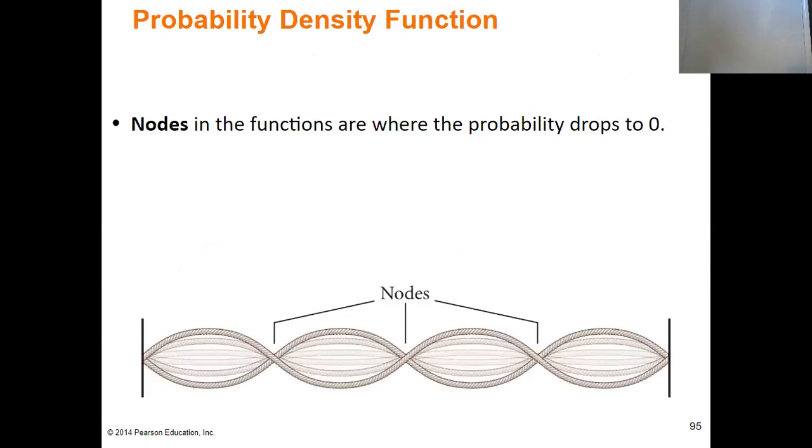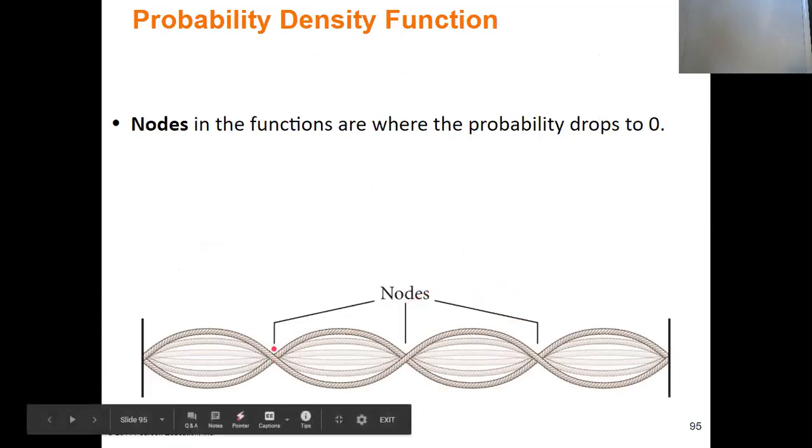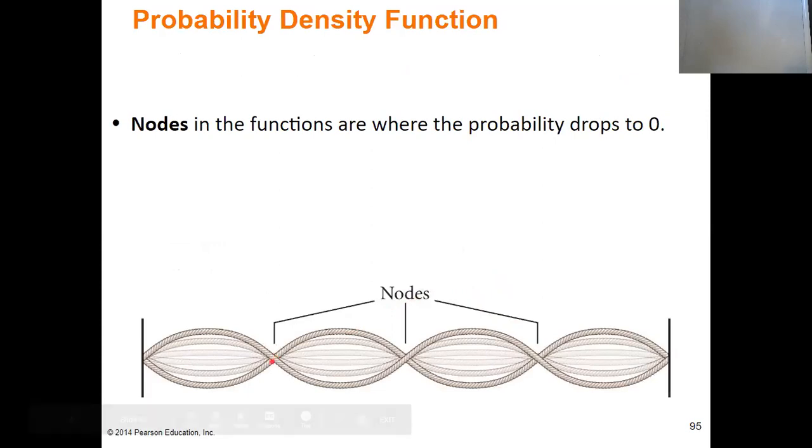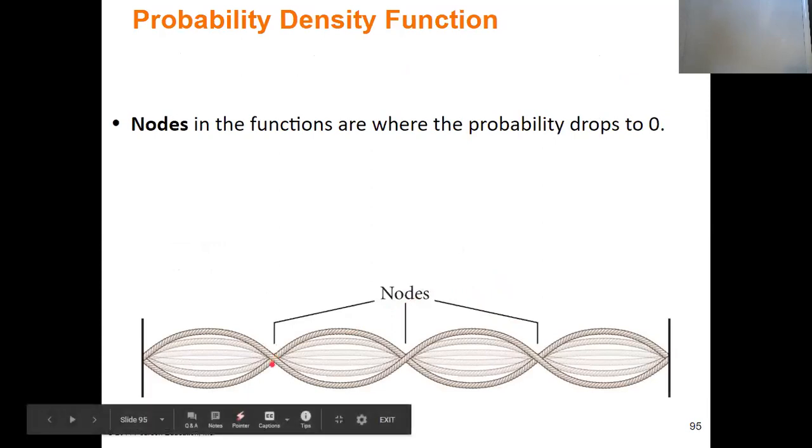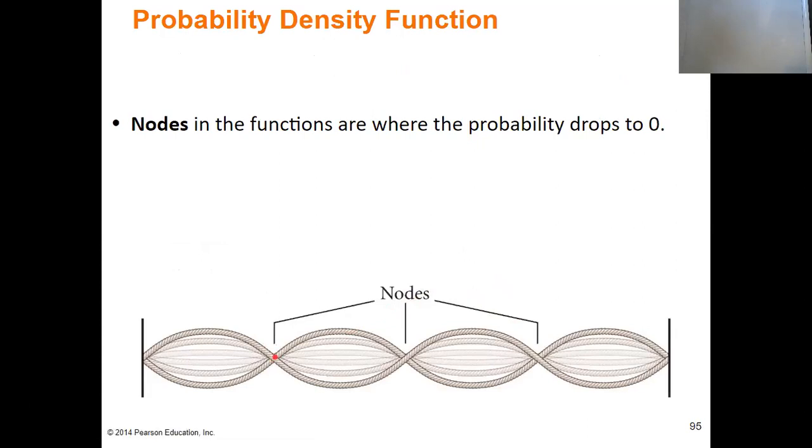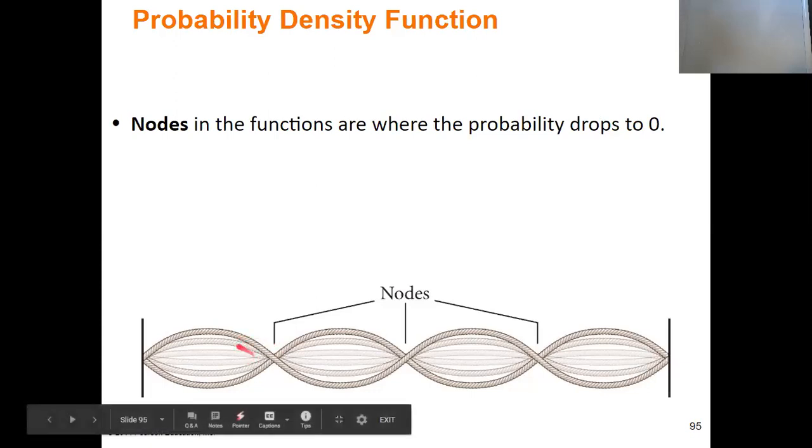If we look at the actual wave nature of this, these points here on the wave are called the nodes. And at the nodes, that is where the probability of finding an electron drops to 0. So you can have an electron anywhere in this space, but you cannot have an electron at a node.